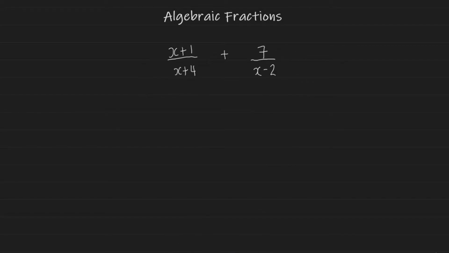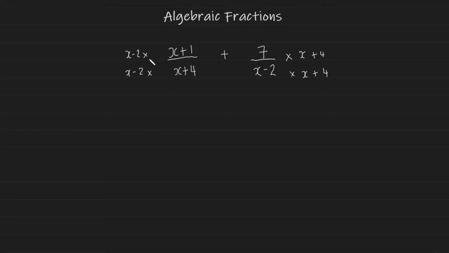Okay, in this example, we have denominators that are algebraic expressions. So we're going to solve this problem in the same way that we solved the previous problem. We're going to multiply the first fraction by the denominator of the second fraction. So we're going to have this x minus 2 multiplied to top and bottom. And for the second fraction, we're going to multiply it by the denominator of the first fraction. So we're going to have x plus 4 multiplied to top and bottom.